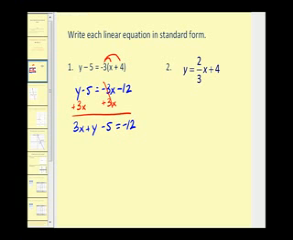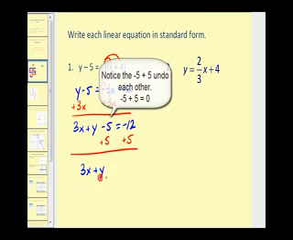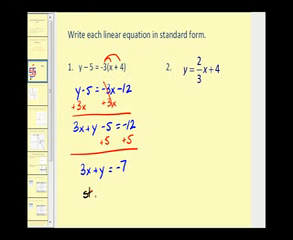We have one more step. We want to have the constant on the right, so now we'll add 5 to both sides. So negative 12 plus 5 would equal negative 7. So we have 3x plus y equals negative 7, and this is standard form.